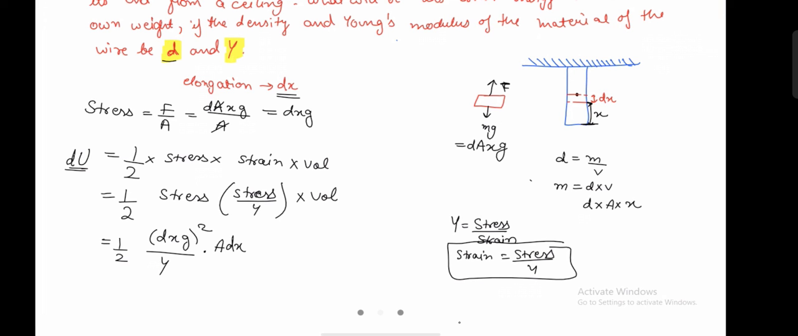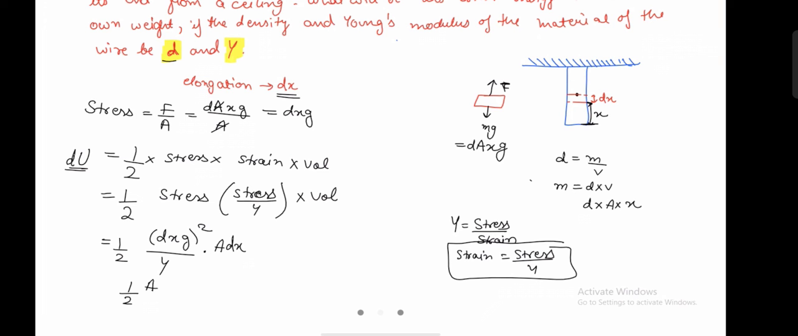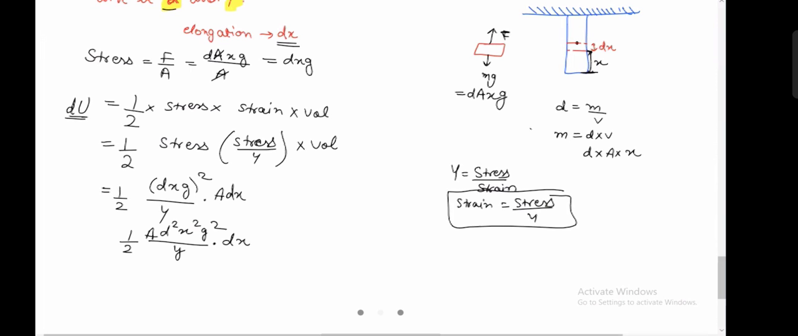All right, now when you solve it further, you will get half multiplied by a, then d squared x squared g squared upon Y, with dx. This is what we will be getting. This is the energy, or the elastic potential energy stored in the material because of that elongation for the small length, that is dx, or we could say small elongation dx. But what if I want to find the total elastic potential energy of this L length which was given in the question? Then in that case we simply have to integrate it.